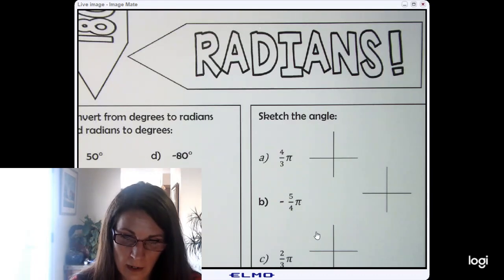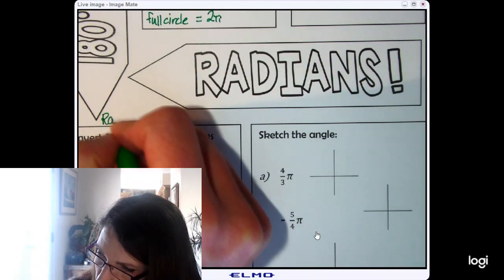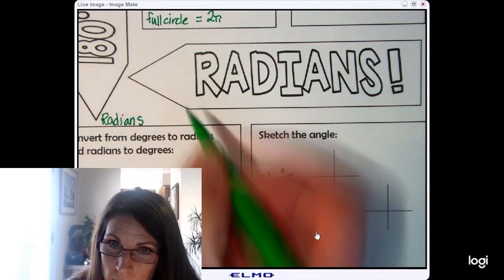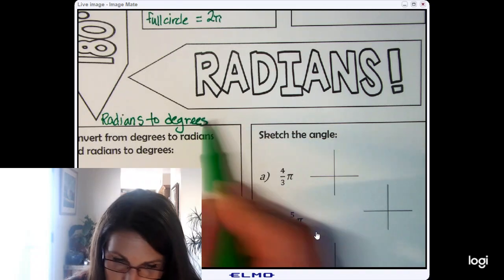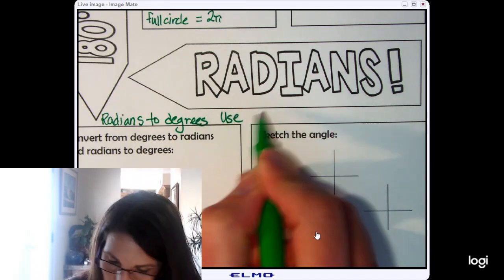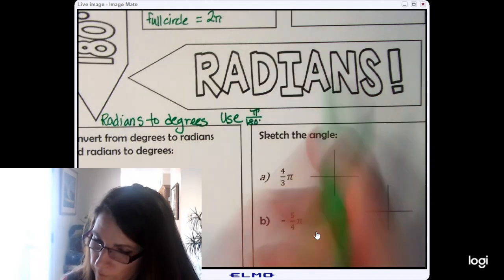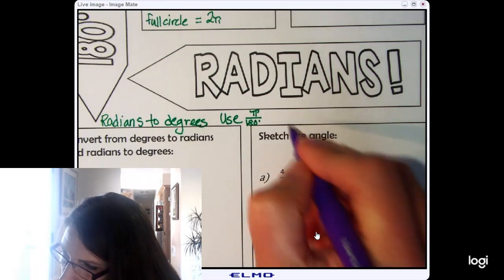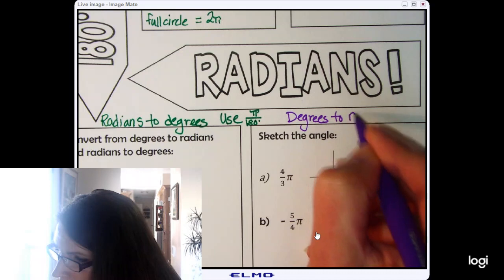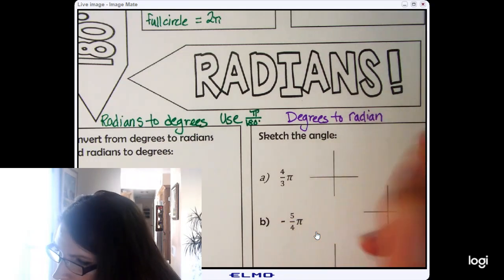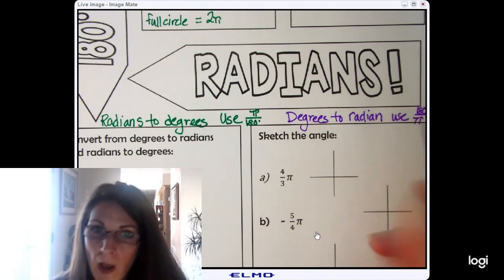Let's see. We're going from radians to degrees. Use pi over 180. Degrees to radians. Use 180 over pi.